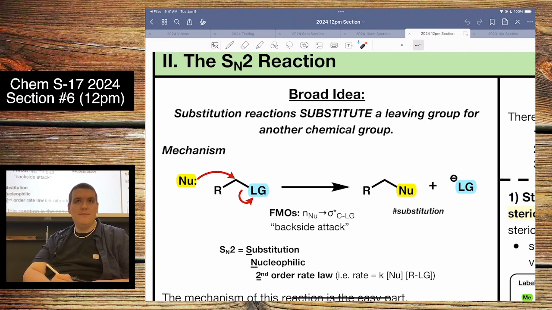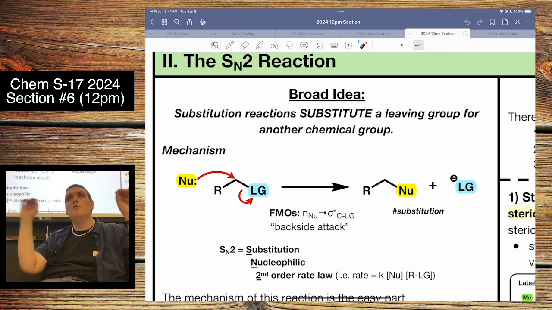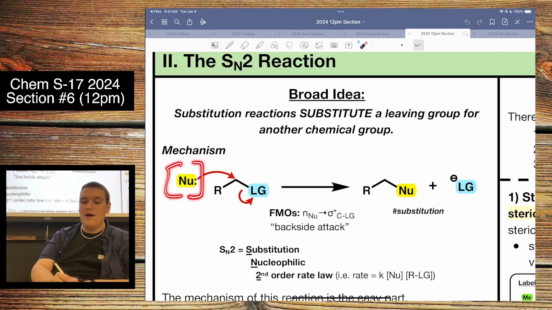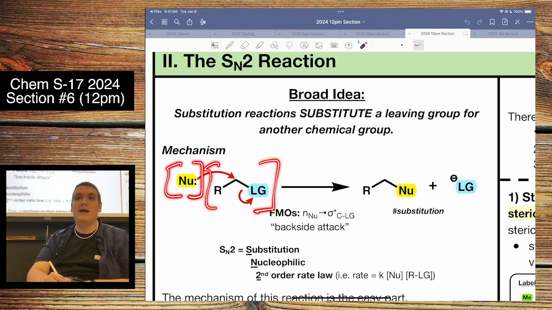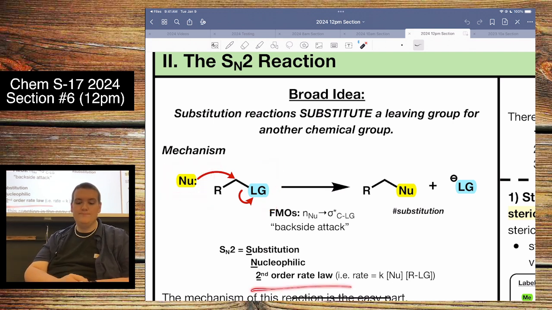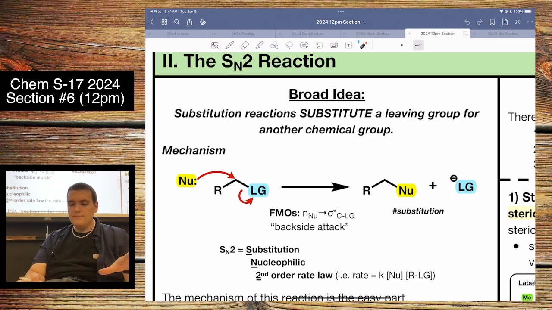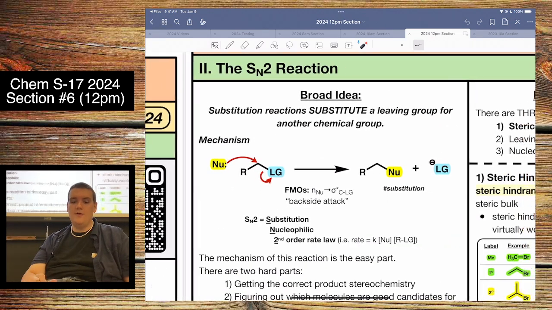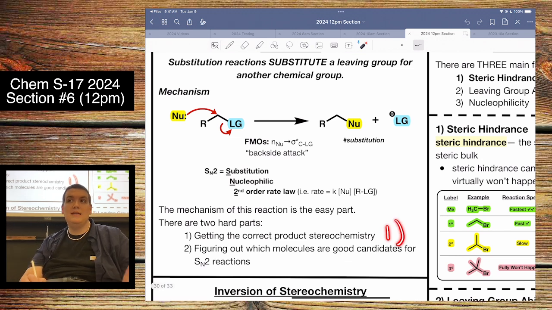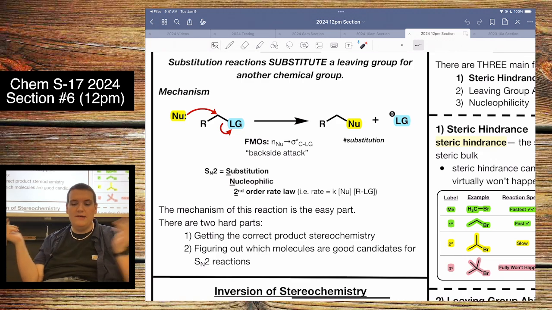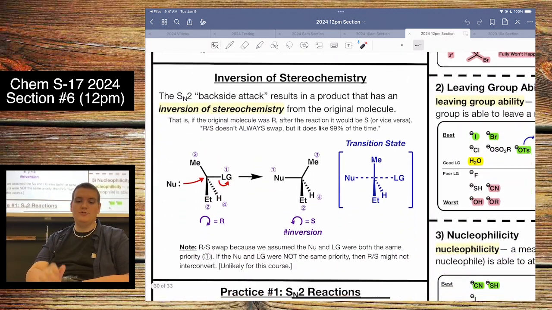So if you remember from Gen Chem, the order of a reaction depends on how many types of molecules affect the rate. So here, the concentration of the nucleophile and the concentration of the alkyl halide affect the rate of this reaction. And so it's second order. The N in SN2 just is for nucleophilic, which means it's driven by a nucleophile. So, mechanisms, easy part. Hard part with SN2 has to do with 1, stereochemistry and getting the correct product, and then 2, figuring out when SN2 is a viable reaction to take place. So let's start off with stereochemistry.